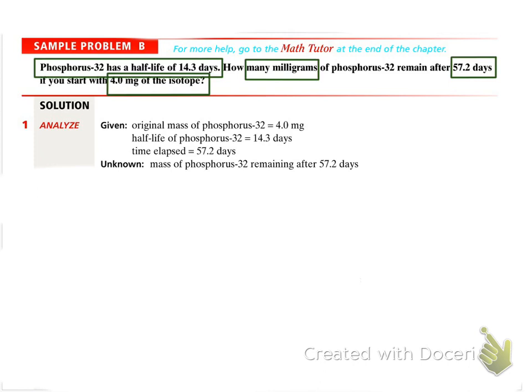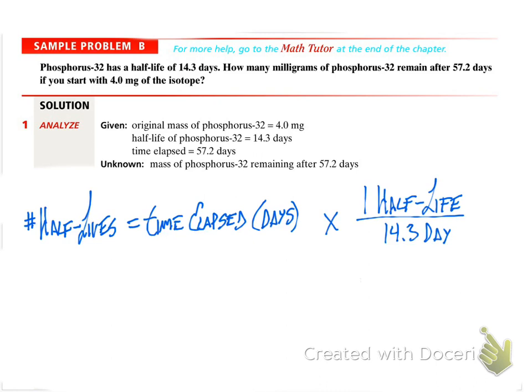All right, so how do we solve this problem? The first step is to recognize that the number of half-lives, which is not the answer to the question, is a function of the time elapsed in days times this new conversion factor. This is a brand new conversion factor. In this case, the conversion factor for phosphorus-32 is 1 half-life every 14.3 days. So in this problem, the number of days elapsed is 57.2 days.